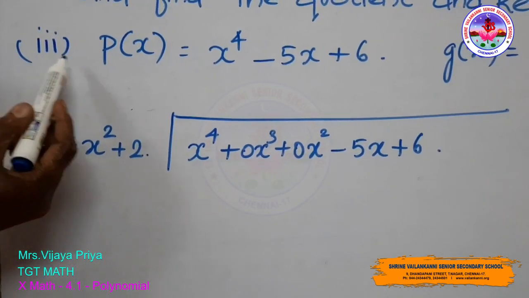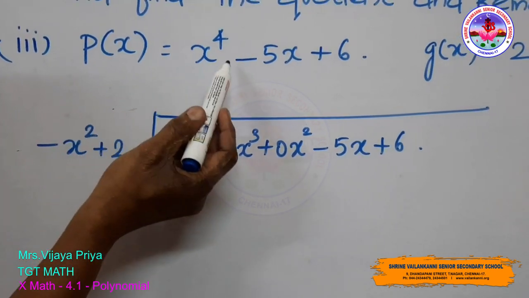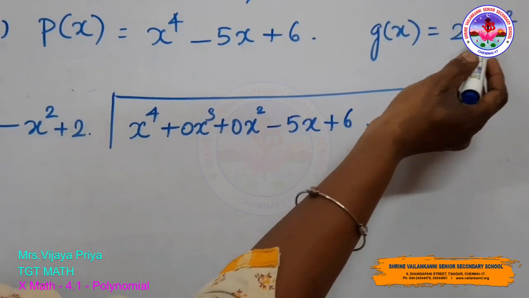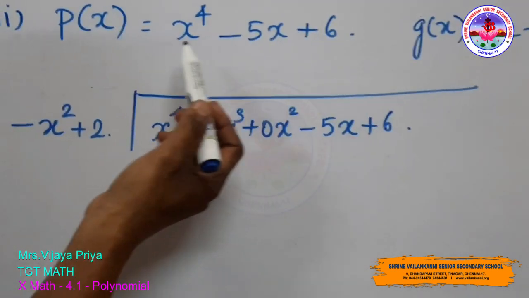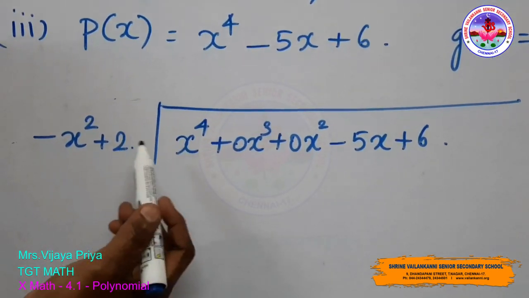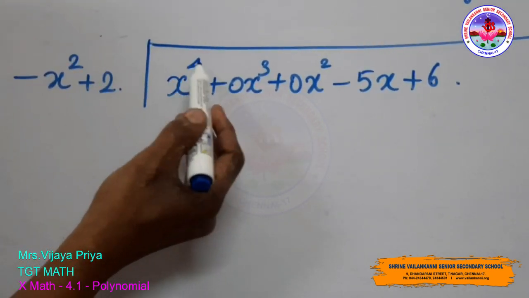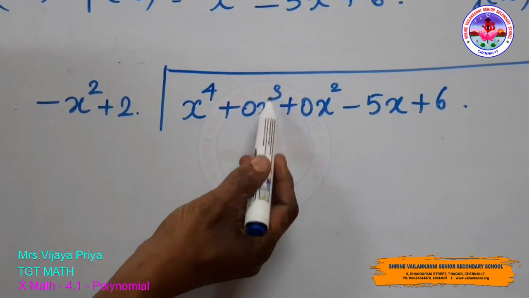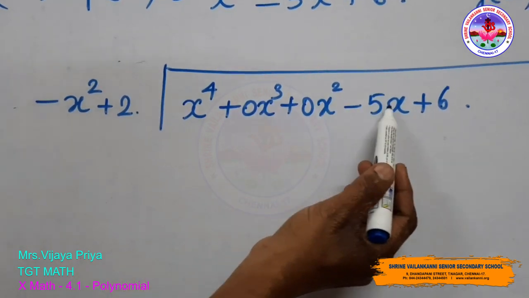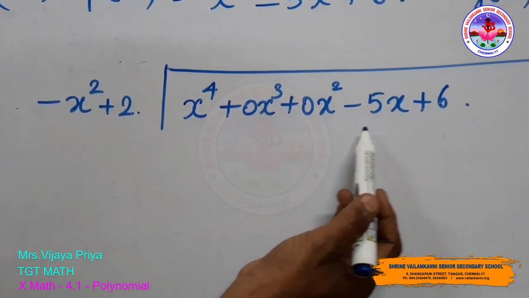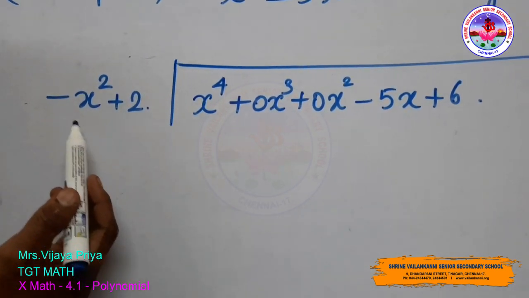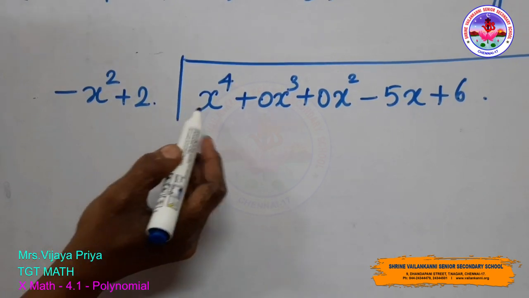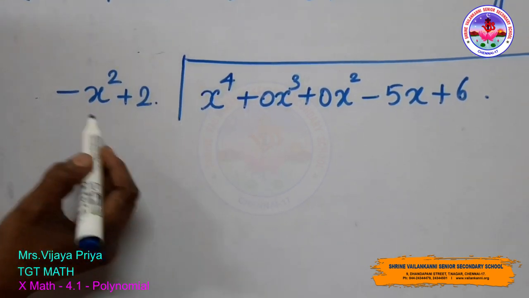Third subdivision, p of x equals x power 4 minus 5x plus 6, g of x equals 2 minus x squared. So I am going to divide p of x by g of x. I am writing p of x as x power 4, and since x cubed and x squared are not present, I am writing it as 0x cubed plus 0x squared minus 5x plus 6. Where g of x is given as 2 minus x squared, I am rearranging the terms as minus x squared plus 2.